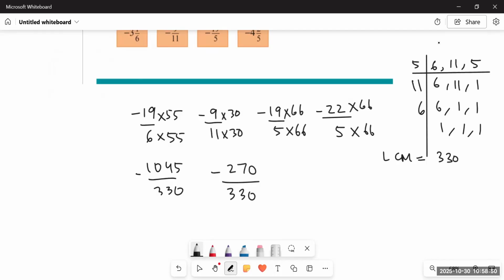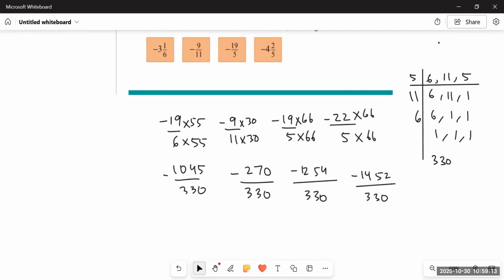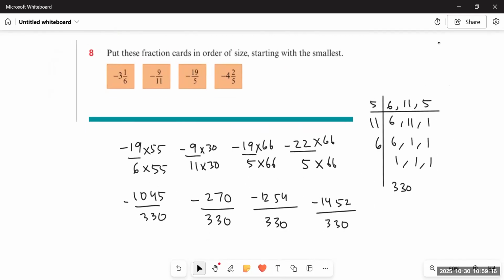Then we will multiply 19 with 66, and the answer is minus 1254 out of 330. And the last one is 22 multiplied by 66, that's minus 1452 over 330. So out of these, we can quickly tell that the largest among these is minus 270 over 330. Why? Because it's a proper fraction, and since it seems to be the smallest, it would be the greatest. It means this one is the largest. You have to start from the smallest, and this one would be the largest.